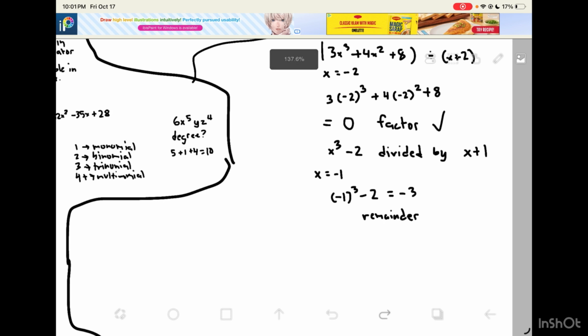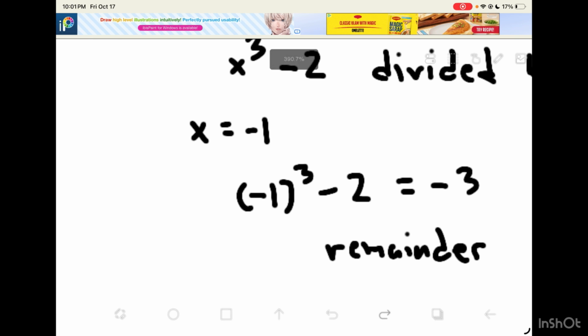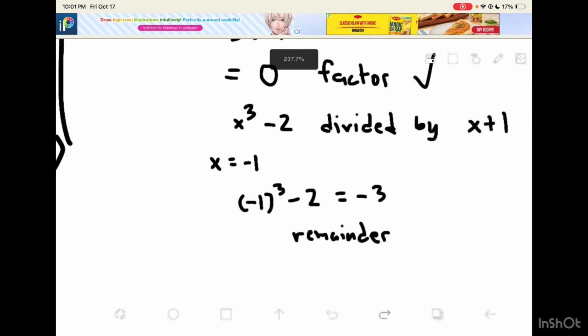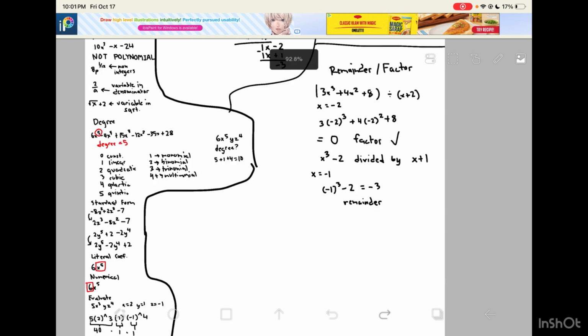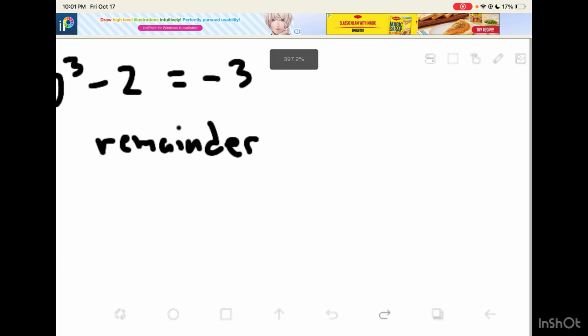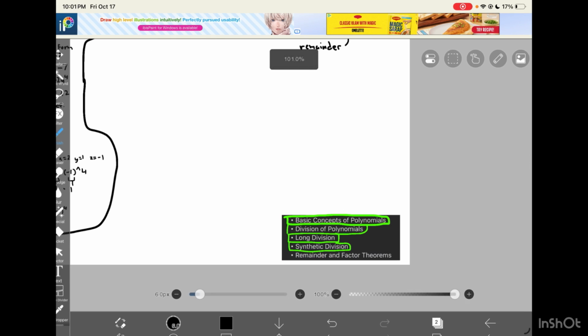Now, the best part about this is that this can be applied to extremely high order polynomials. Like let's say x raised to 85. You're not going to do long division. You're not going to do synthetic division on that. You just have to use this one to find if it's a factor or a remainder or not. So that's pretty much it.